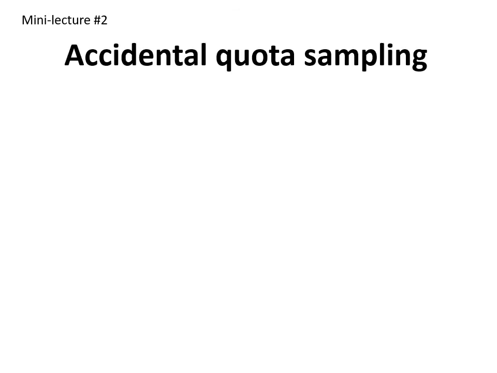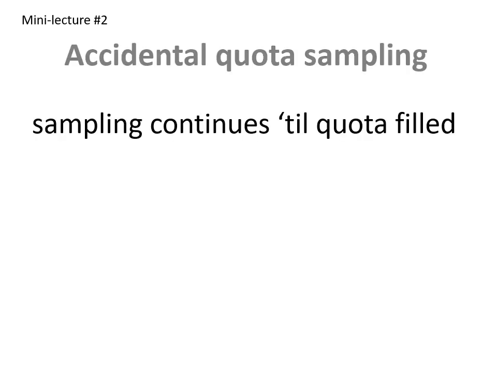He also talks about something called accidental quota sampling. So this is a variation of convenience or accidental sampling, and you just sample until you hit a quota. So maybe you're at a park and you want to survey people about why they use the park or how often they come to the park, perhaps.